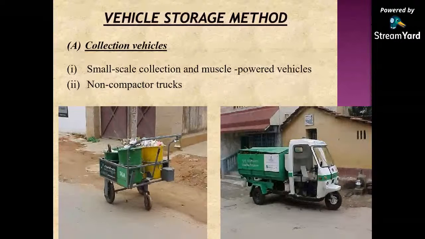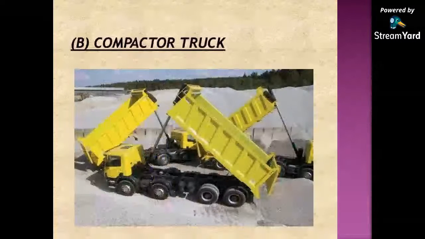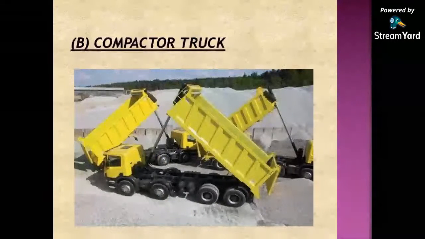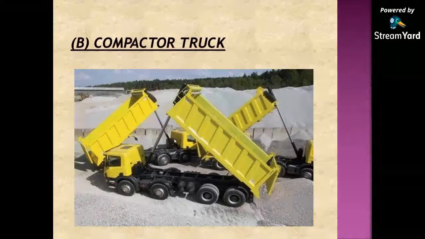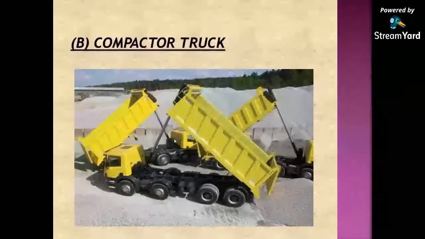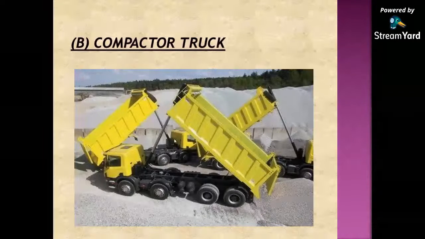Next type is the compactor truck. Compaction vehicles are more common these days. Generally, they have capacities of 12 to 15 meter cube. Although the capacity of a compaction vehicle is similar to that of a dump truck, the weight of solid waste collected per trip is 2 to 2.5 times larger since the waste is hydraulically compacted. The waste in these trucks is compacted.